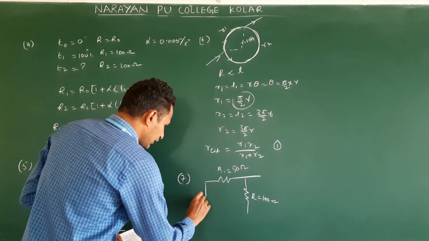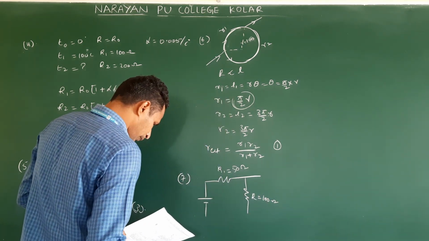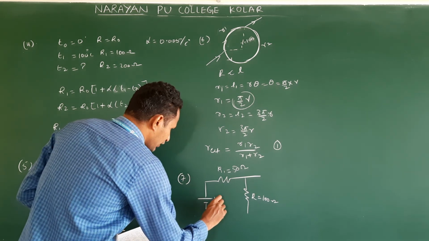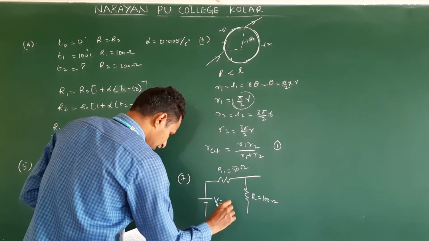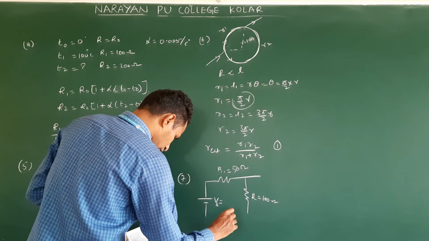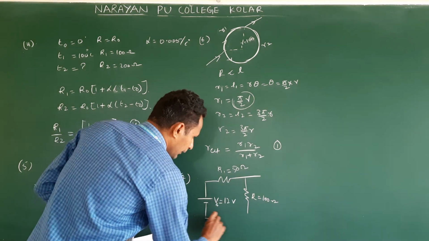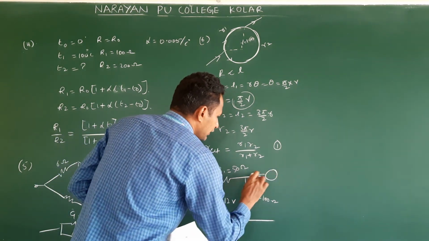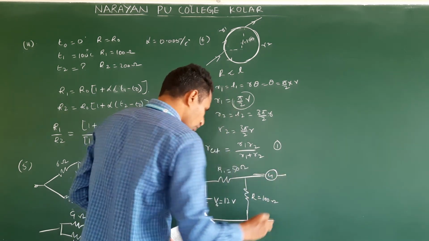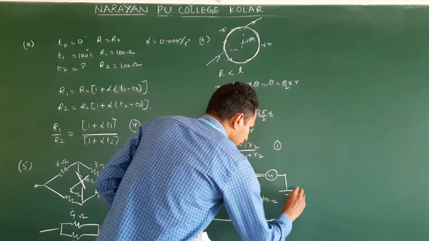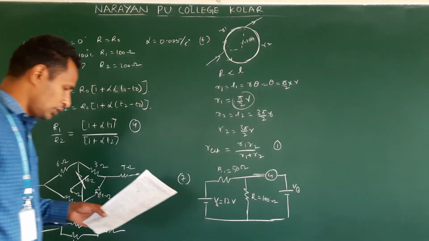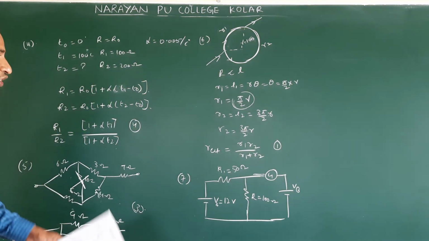Next, cell one connected here. This is VA they mentioned. VA is equal to 12 volts. Here the galvanometer is connected, G. Here VB is there. Okay, the galvanometer shows zero deflection.